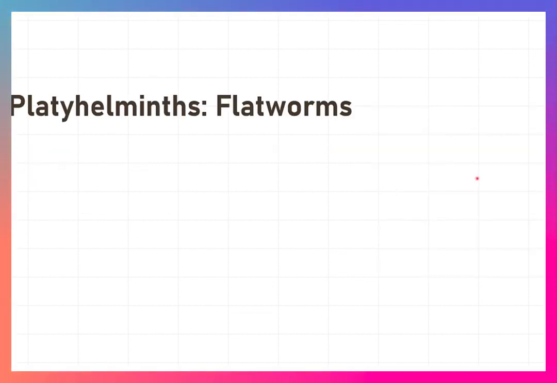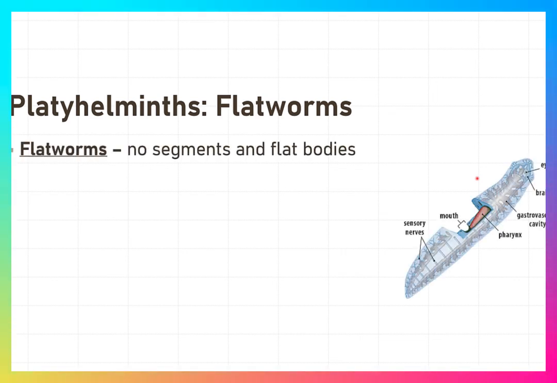In addition to the earthworms, there are flatworms. The flatworms have no segments and have a flat body. And this shows the eye spot on this end, which is the light-sensitive area, the brain, no segments. Here's the pharynx, and the mouth is actually down here that takes in the food, the gastric cavity being here. And then down here are sensory nerves that sense the external environment.